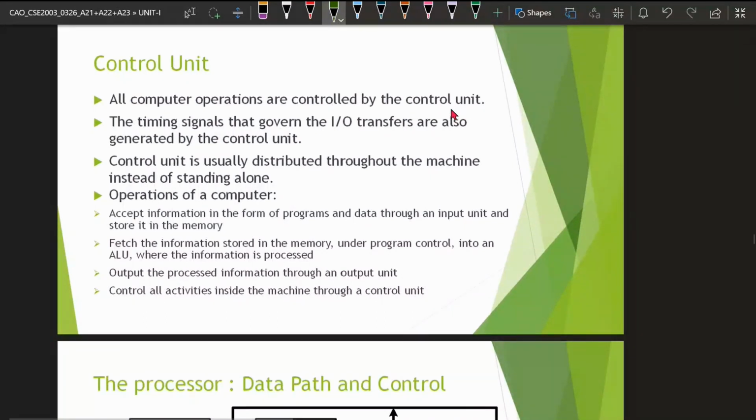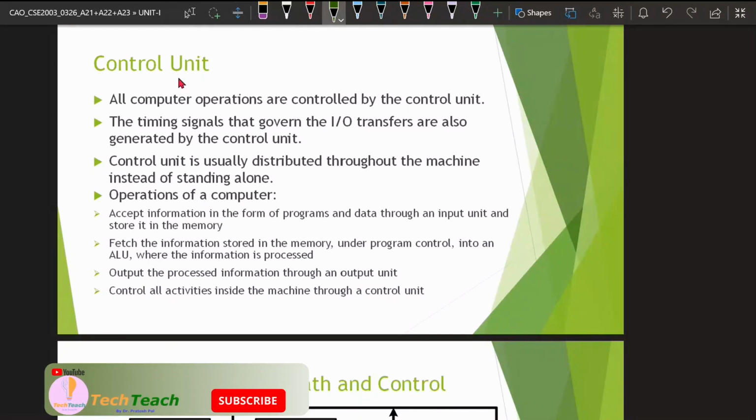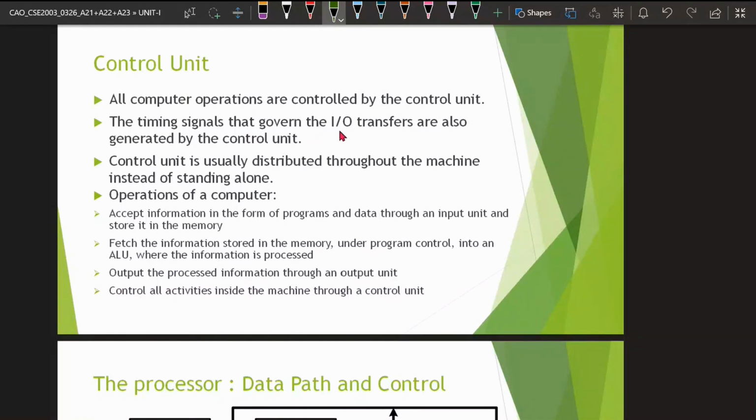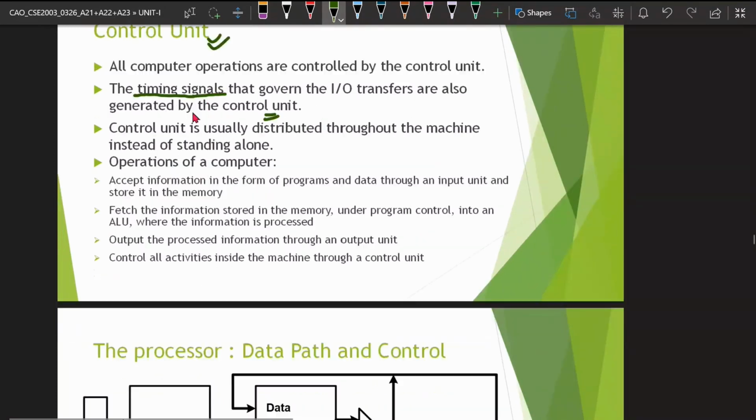We have already seen the CPU is divided into the control unit and the execution unit. The control unit is going to fetch and decode the instruction. We have seen the different building blocks of the control unit also. The timing signals that govern the input output transfer are also generated by the control unit. At what particular time what operation should be done is also controlled by the control unit itself.